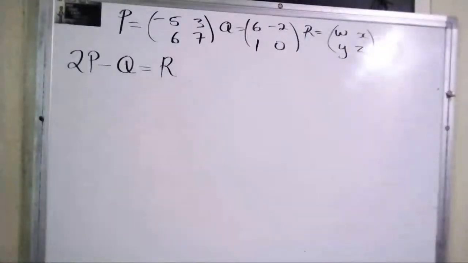So we have 2P minus Q equal R. That's what the rule says. If you're not sure, you need to go back to my earlier videos and see how I solved those. For example, 2P, what do you do when it's 2 times P?